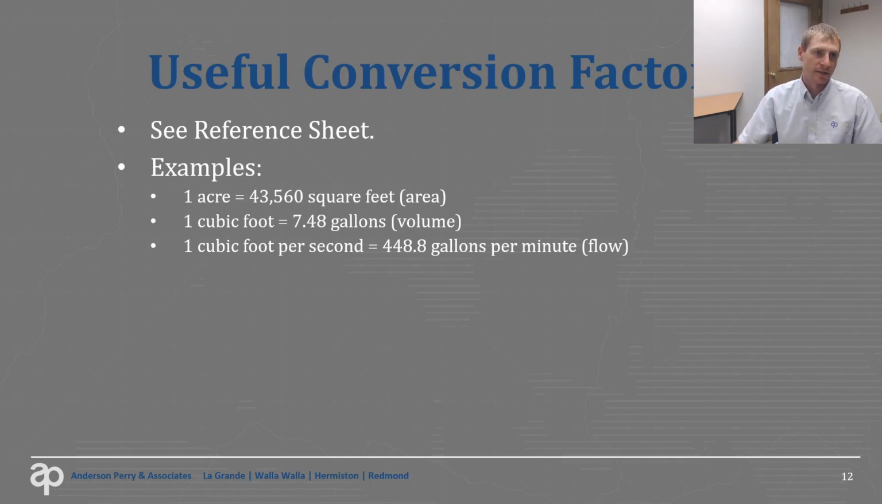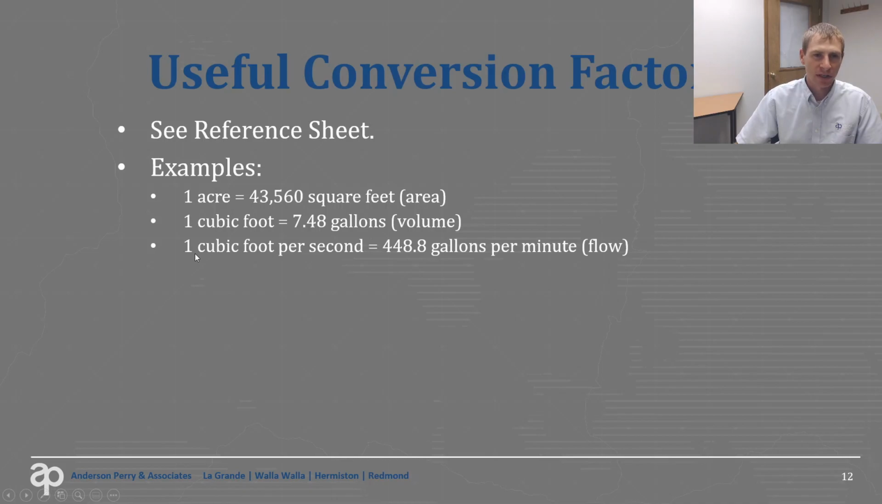Useful conversion factors. So we'll have a reference sheet. I wasn't able to pass that out, obviously, but we will be jumping back and forth on that reference sheet on our example problems. So some examples of unit conversions is 1 acre is equal to 43,560 square feet.